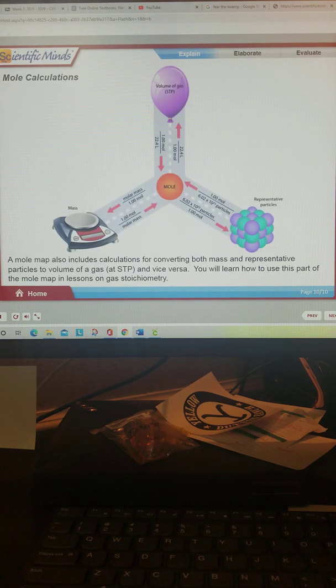A mole map also indicates calculations for converting both mass and representative particles to volume of a gas at STP and vice versa. You will learn how to use this part of the mole map in lessons on gas stoichiometry.